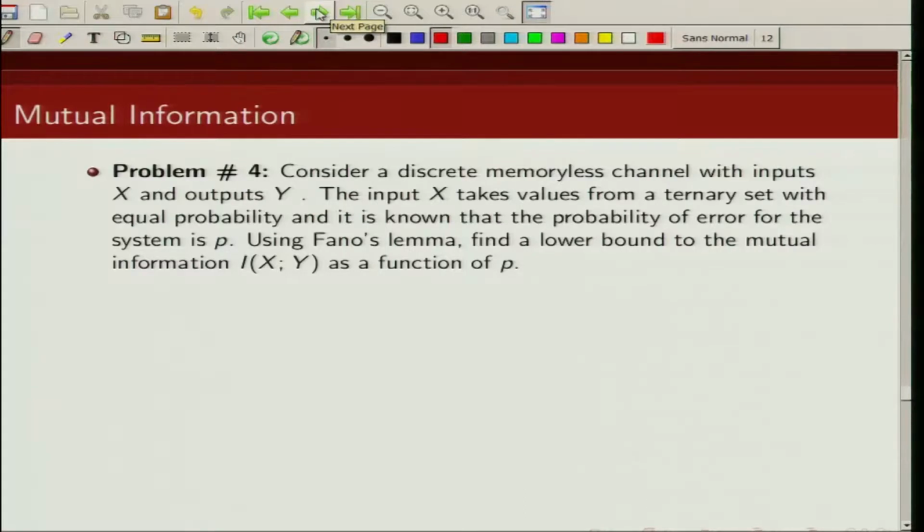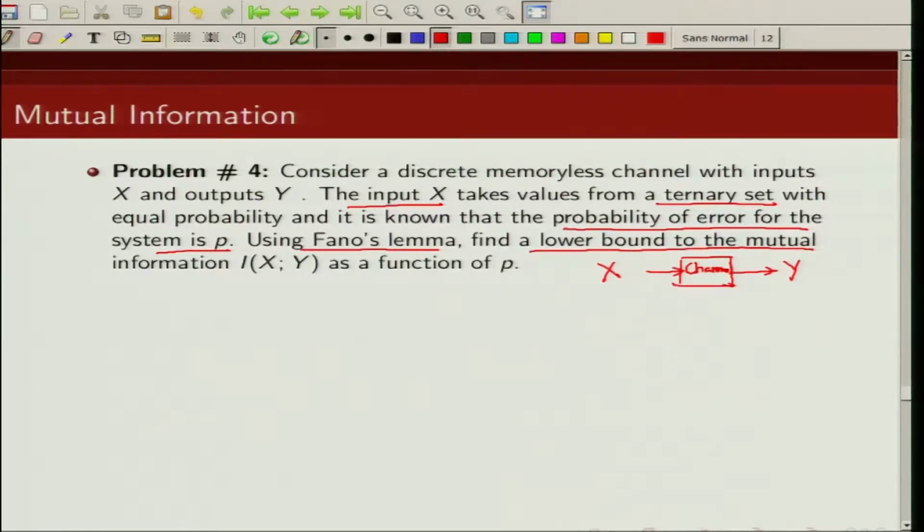Now let us consider a discrete memoryless channel. So we have a discrete memoryless channel that has input x and output y. The input x takes values from a ternary set with equal probability. So let us say it takes 0, 1 and 2, with equal probability. It is known that the probability of error of this system is P. So the probability of error for this system, where we are sending X through this channel, is given by P. Now using Fano's lemma, you have been asked to find a lower bound on the mutual information between X and Y as a function of P.